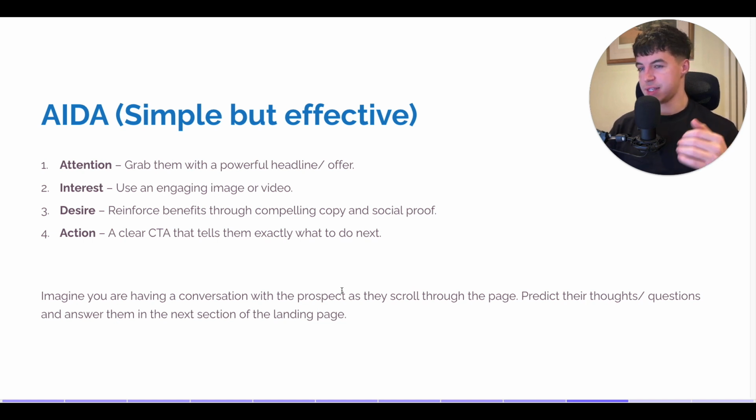And then afterwards, they see a video and they think, I don't trust this. I don't believe that they're actually going to get me the results that they say they will. And then we include social proof so that they can believe us and trust that we can get them results. And then they think, okay, so how do I actually take action? Then we provide a clear call to action so that they can turn themselves into a lead. So we want to imagine that this is actually a conversation between us and the prospect, except we've predicted what the prospect is going to think and say, and we've answered those questions in the next section.